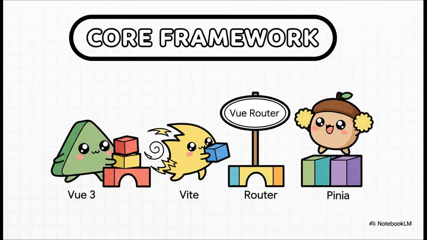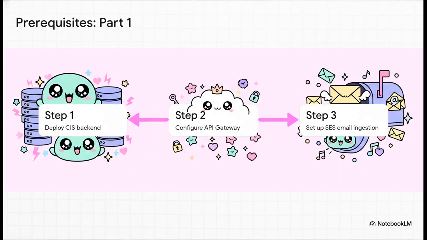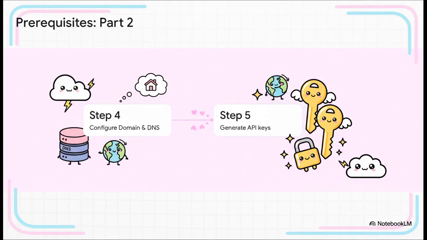So what's it built with? We're talking a really modern stack, centered around View 3. And yeah, it uses all the tools you'd expect, like Axios for APIs and Tailwind for a clean look. Okay, before we get started, you need a few things. First, your backend has to be live. You'll also need your domain and API keys handy for those protected endpoints.